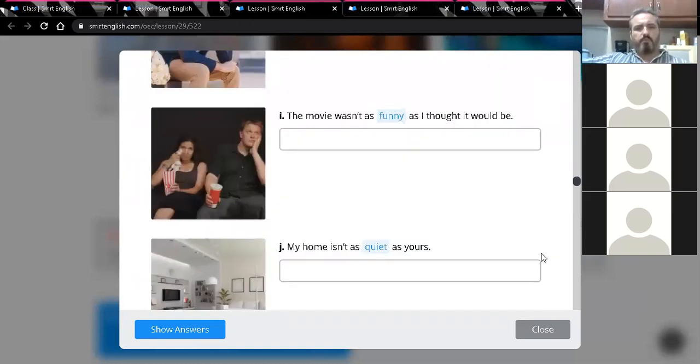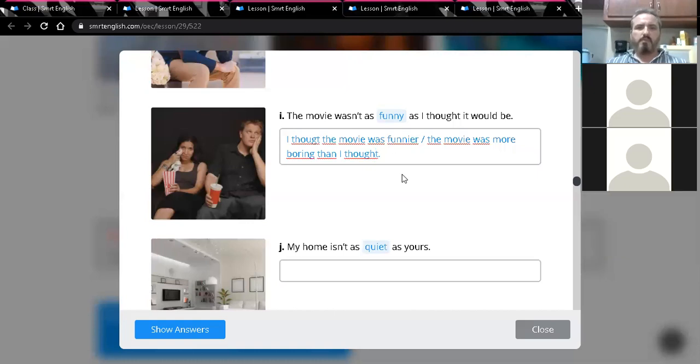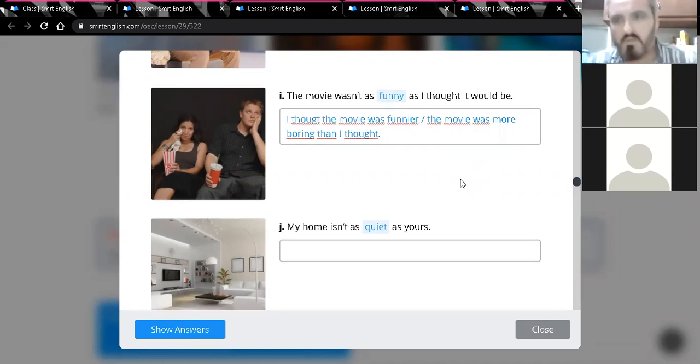Okay, the movie wasn't as funny as I thought it would be. What is the opposite of funny in adjectives? Boring. So, I thought the movie was funnier, or the movie was more boring than I thought. It's basically the same, just said with different words. But at the end, we're describing the movie that wasn't funny.